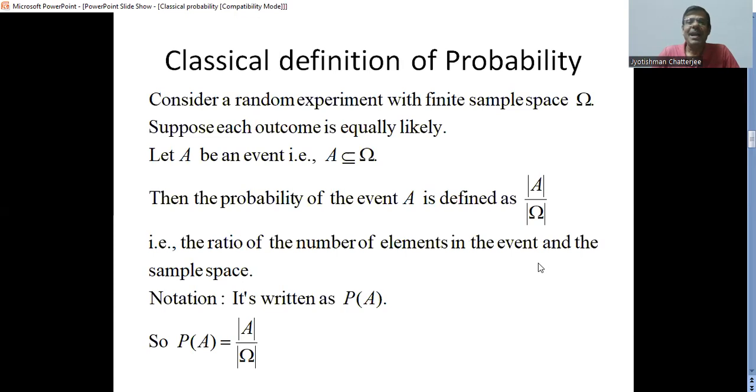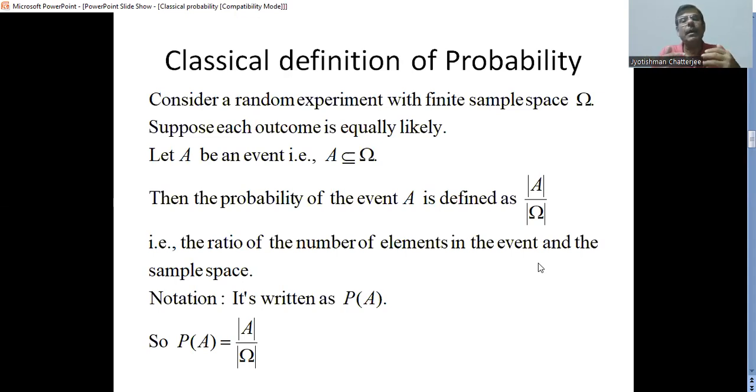Now let's get into the classical definition of probability. So here comes a little bit of mathematics. Not much, but just a basic division thing. Okay. So let's consider a random experiment with finite sample space omega. So we have a random experiment here, and the sample space omega is finite.